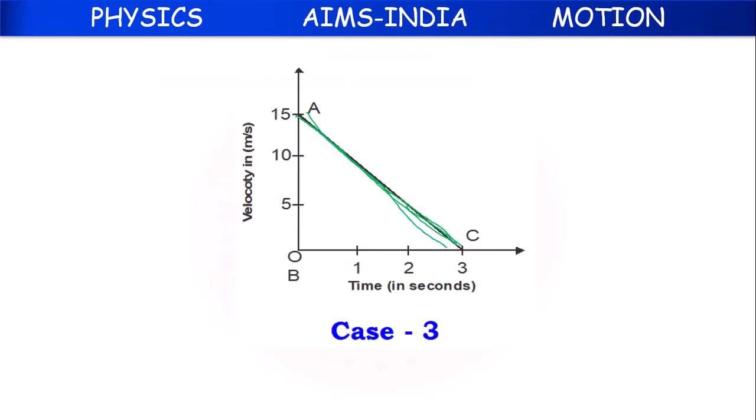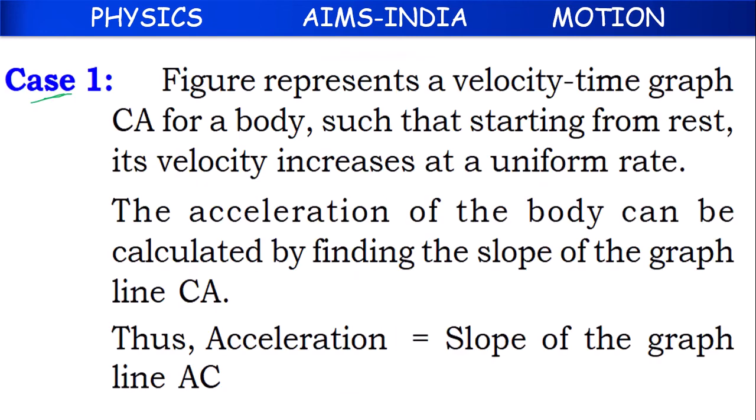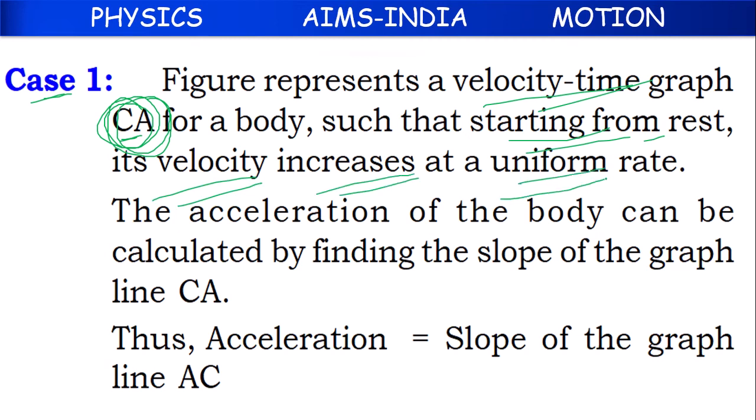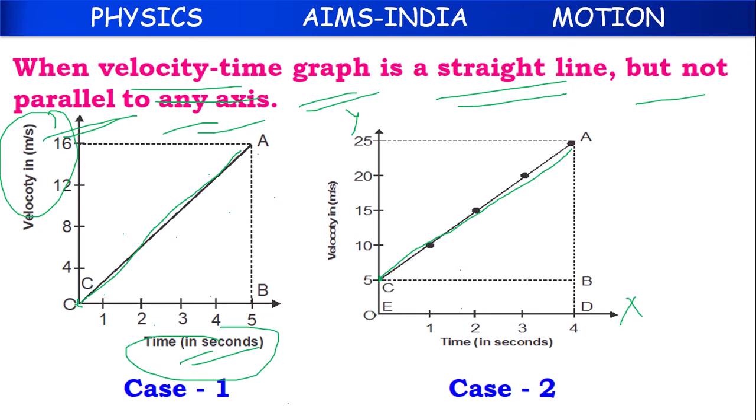So case 1. In this case 1 diagram, we have CA, and here this is CB. The straight line CA represents the velocity-time graph for a body. It is starting from rest, which means its velocity increases at a uniform rate. If you compare here, for 1 second, velocity increased. For 2 seconds, velocity increased. For 3 seconds, velocity increased. For 4 seconds, velocity increased.